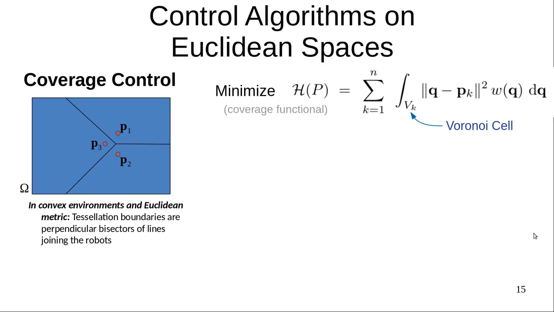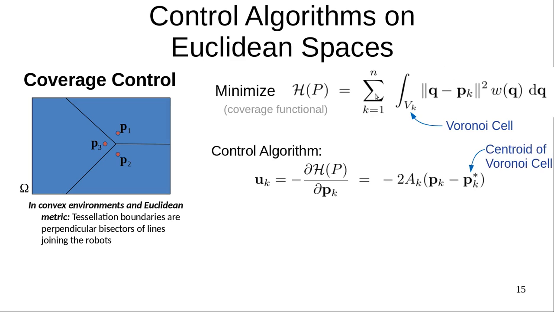A more complex example is coverage control, where we have multiple robots and have to distribute them throughout the environment in a uniform manner. In order to do that, we minimize something called a coverage functional. It is a function of the positions of all the robots, and it requires us to compute the Voronoi partitioning, and this is the coverage functional that we have to minimize.